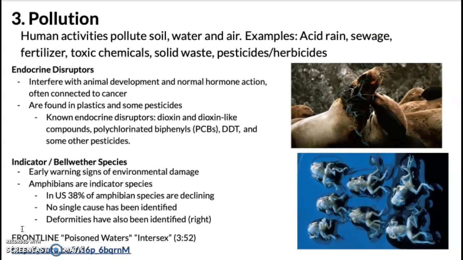The first P stands for pollution. So our human activities cause air, water, and soil pollution. This includes, but is not limited to, just a couple examples: acid rain, sewage, fertilizer, toxic chemicals, solid waste, so all of our garbage and anything that we're throwing out, pesticides, and herbicides.